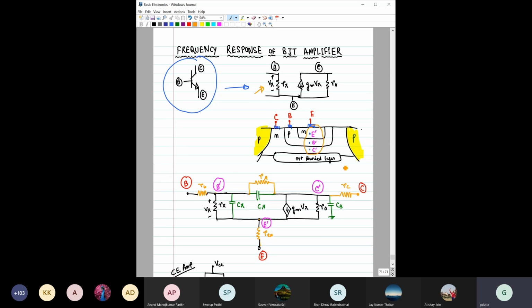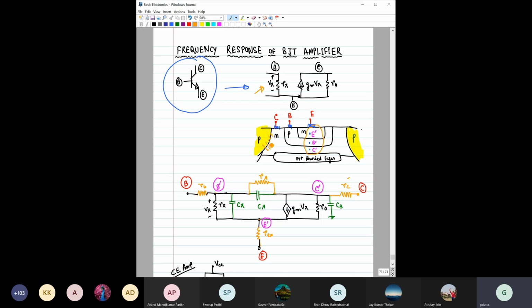The same way, we can say that from C dash to C there should be another resistance, RCS, between this, right? And to isolate one bipolar junction transistor from the neighboring bipolar junction transistor, generally what we do is reverse bias this particular PN junction. This junction is reverse biased.